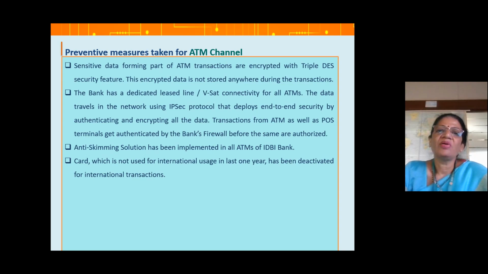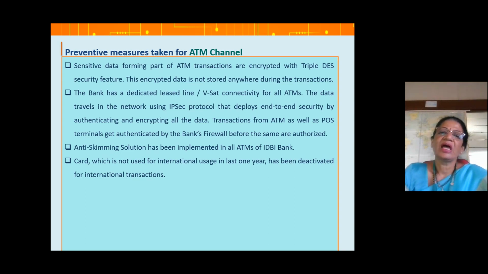Now, in the ATM channel, whatever customer data goes from the ATM to the switch and to other bank ATMs is encrypted everywhere with DDoS security features. The bank has a dedicated leased line. We set up connectivity for all the ATMs. The data travels in the network using the IPsec protocol. Transactions from ATMs as well as POS terminals are authenticated by the bank's firewall before they are authorized.